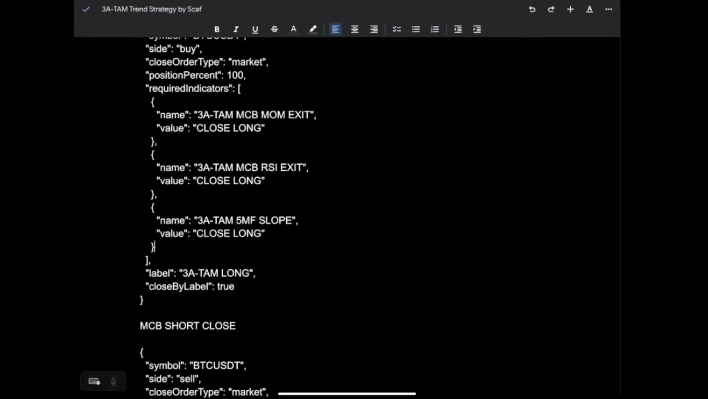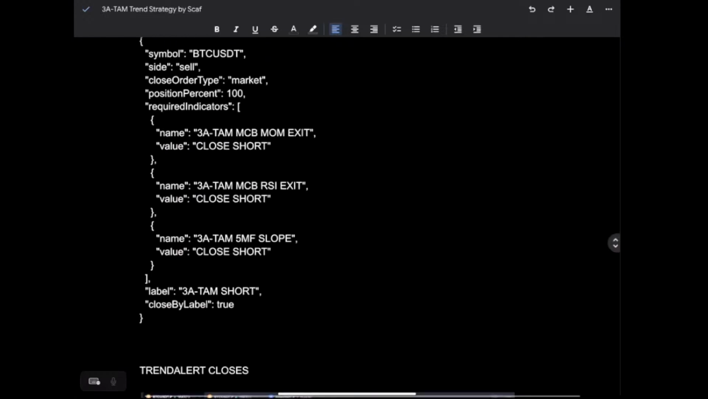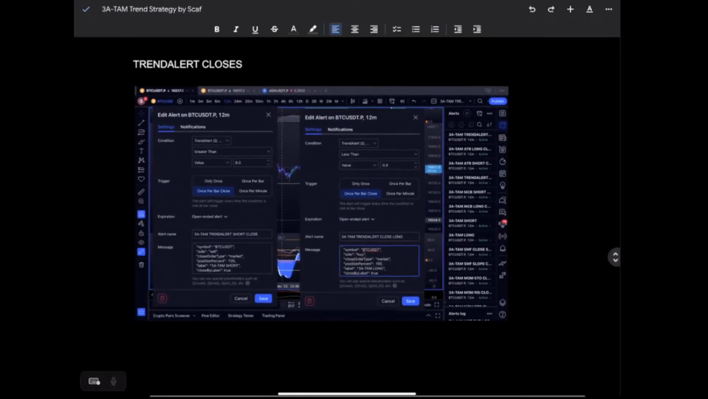If the MOM exit is, again, that's the dark blue, light blue waves, I just want to make sure that one or the other is above or below a certain trigger as well. And I'll go down here and I'll show you what those are.